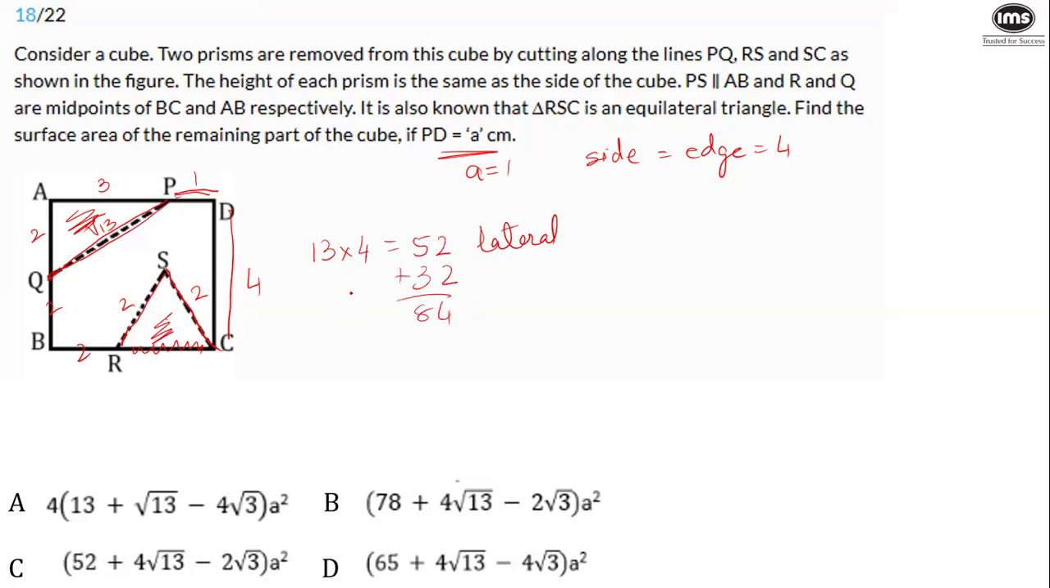From 84, I need to cut out this one part here. This triangle at the top and bottom, two triangular parts will be cut out. So what will be the area of this triangle? Half base height, half 2, 3, which gives me 3 as the area of the top part plus 3 as the area of the bottom part, 6. 84 minus 6 is 78. And that is there only in one option. So that gives me my correct answer, 78.